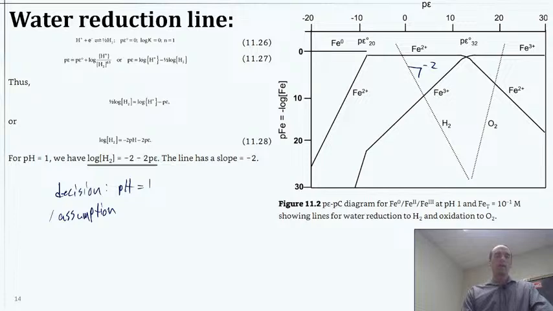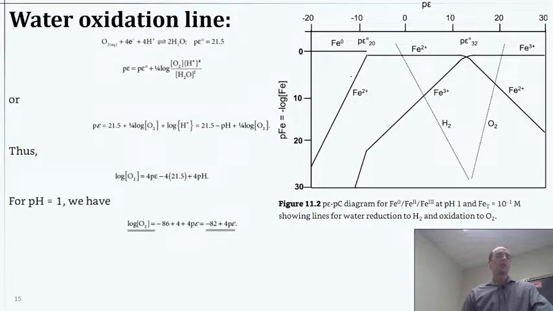And we're going to do the same thing with the oxygen. Same principle, and what we end up with is a log of O2 that looks like this, where it's minus 82 plus 4 PE. So we start at a very small number, but we are growing at a pretty large pace here. So the slope on this one is plus 4.